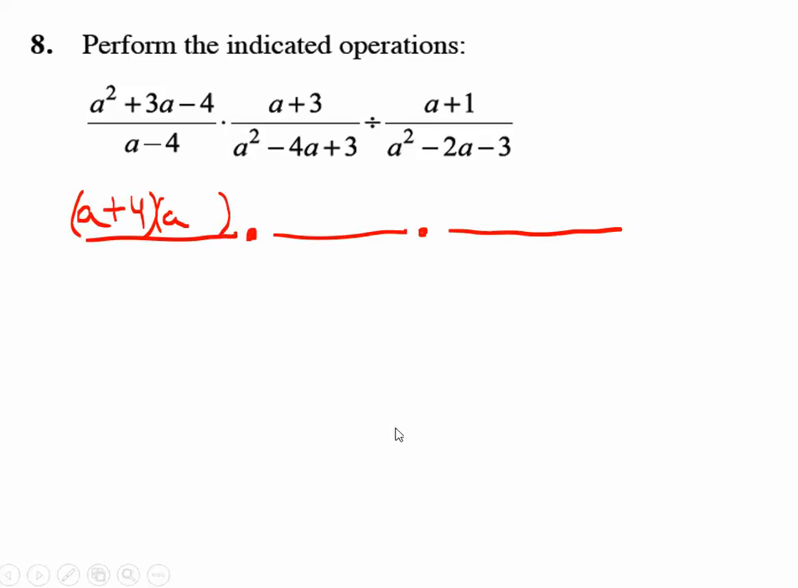So how about an a plus 4, a minus 1, a minus 4 on the bottom, a plus 3 on top of the next one here. Two numbers multiplied to 3, add to negative 4. Negative 1, negative 3, I guess. So that would become a minus 1, a minus 3.